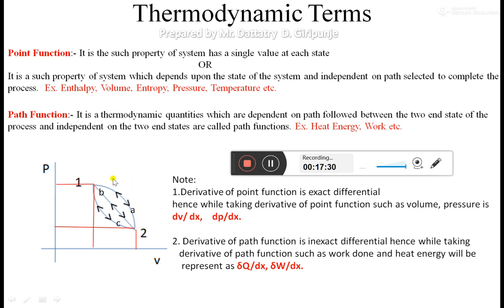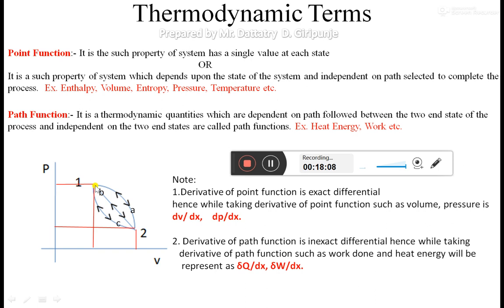Say there are states of a system, 1 and 2, and the system changes its state from 1 to 2 by path A, also by path B, also by path C. Those thermodynamic quantities which depend on the path followed between the two end states of the process, and not on the two end states themselves, are called path functions. It does not depend on the initial and final state, it depends on the path.